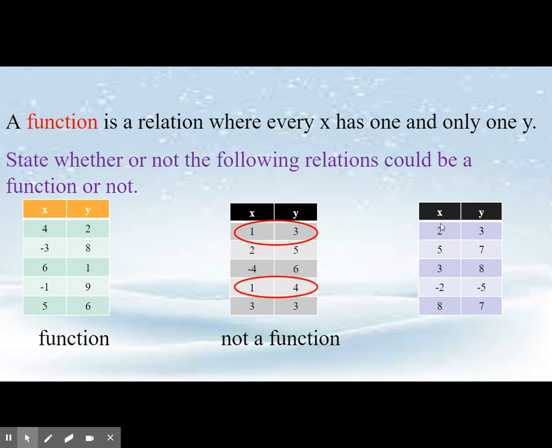Now, if we look over here, look at the third one, what do you think? Is it a function or not? Well, look at your x's. You have a 2, a 5, a 3, a -2, and an 8. Any of those the same? Nope, they're all different. And since they're all different, it's a function. Now, some people would look at them and say, oh, but look on the y. I have a 7 and a 7. That doesn't matter. You can have a repeating number on the y. That's fine. You just can't have any of your x's repeating. So it's a function because all the x's are different.